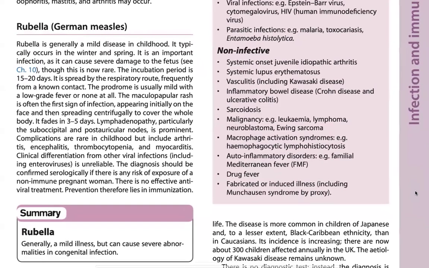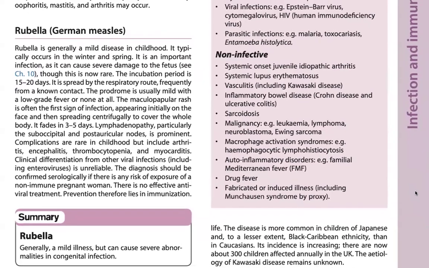A maculopapular rash is often the first sign of infection, appearing initially on the face and then spreading centrifugally to cover the whole body. It fades in 3 to 5 days. Lymphadenopathy, particularly of the suboccipital and post-auricular nodes, is prominent. Complications are rare in childhood, but include arthritis, encephalitis, thrombocytopenia, and myocarditis. Clinical differentiation from other viral infections, including enteroviruses, is unreliable. Diagnosis should be confirmed serologically if there is any risk of exposure of a non-immune pregnant woman. There is no effective antiviral treatment. Prevention, therefore, lies in immunization.